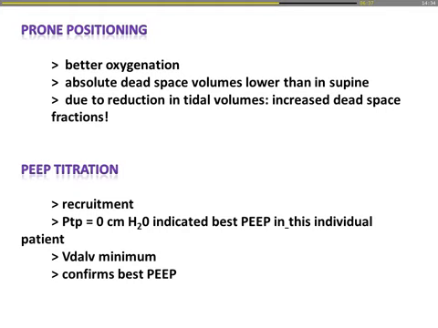So to make a long story short and to summarize the patient: prone position in this patient led to a better oxygenation. At the same given pressures, the absolute dead space volumes were lower than in supine. And due to the reduction in tidal volumes, we observed obviously increased dead space fractions. And in PEEP titration, there was definitively proof of recruitment. I'm sorry, Alain. The transpulmonary pressure of 0 in this patient indicated the optimal PEEP for this individual patient. It showed the lowest alveolar dead space, and this is the reason why we confirmed this as the best PEEP for this patient.